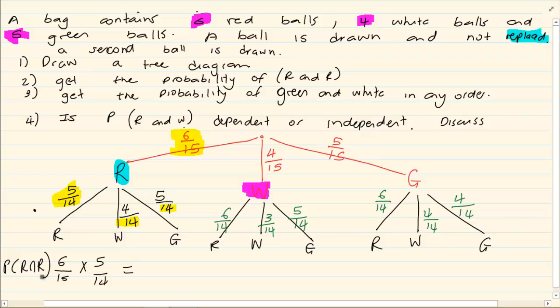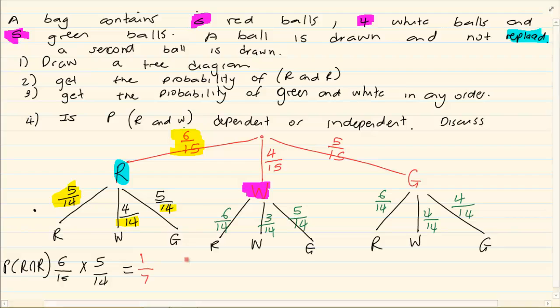When it's 2 events, then the formula is the probability of R times the probability of R, remembering that the second one could have changed. Now why am I saying could have? Because if you had put the ball back, then remember the denominator wouldn't have changed. So our answer is 1 over 7. Okay, so the probability is 1 over 7.